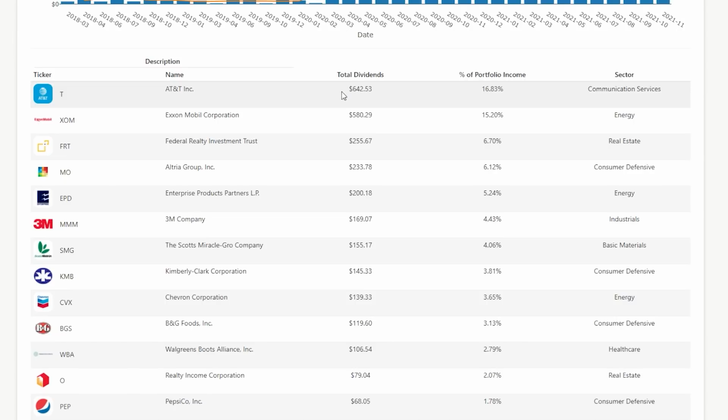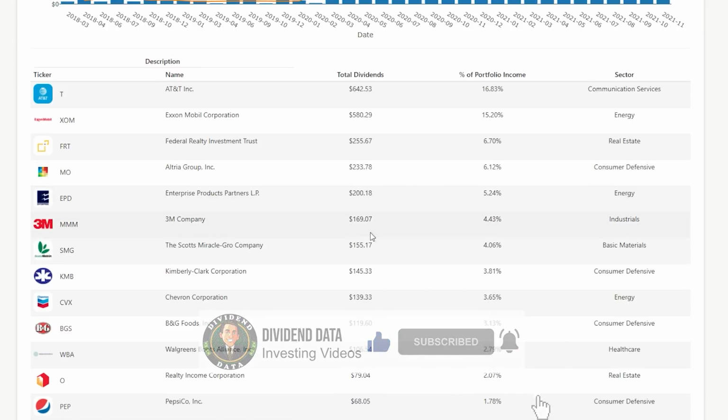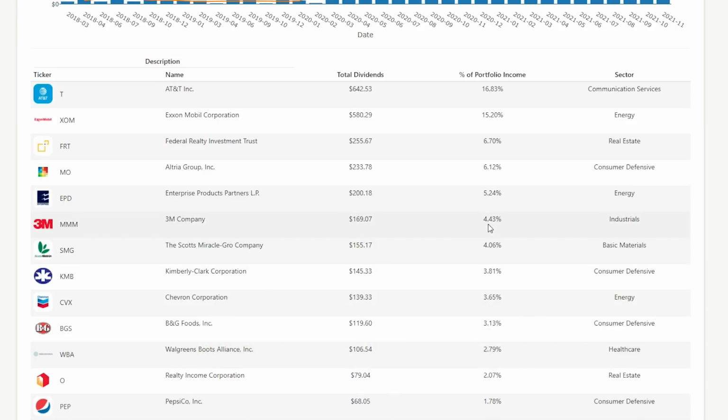AT&T has generated $642.53 in dividends, which is over 16% of my total dividend income. ExxonMobil has earned $580, which is 15.2%. FRT earned $255, which is 6.7%. Altria earned $233, which is 6%. EPD earned $200, which is 5.24%. And 3M earned $169, which is 4.43%.